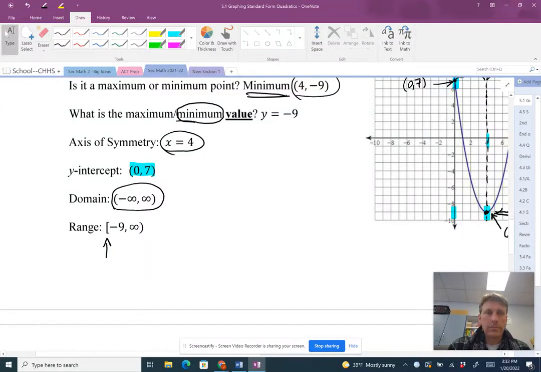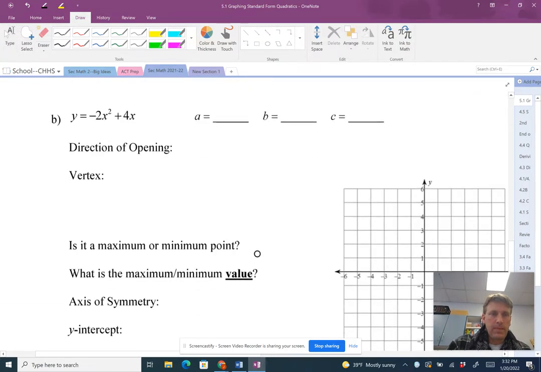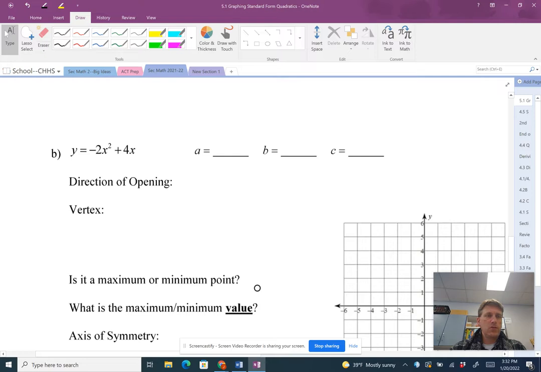All right, welcome back. Part 2 of graphing standard form quadratics. So in this example, we've got y equals negative 2x squared plus 4x. And notice that there's no c. So if there's no c, we can say that that is the same as having c equal to 0. So a equals negative 2, b equals 4, and c equals 0.